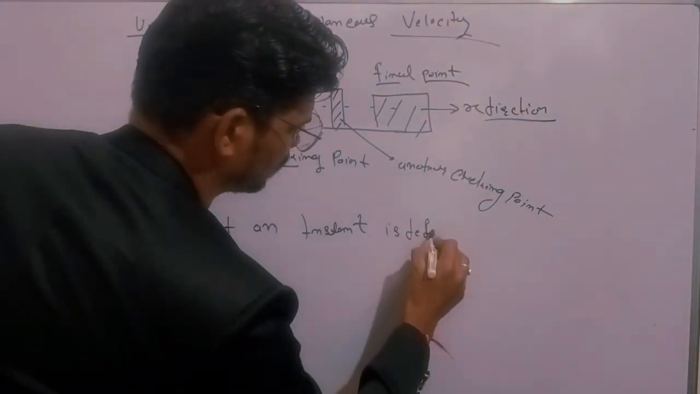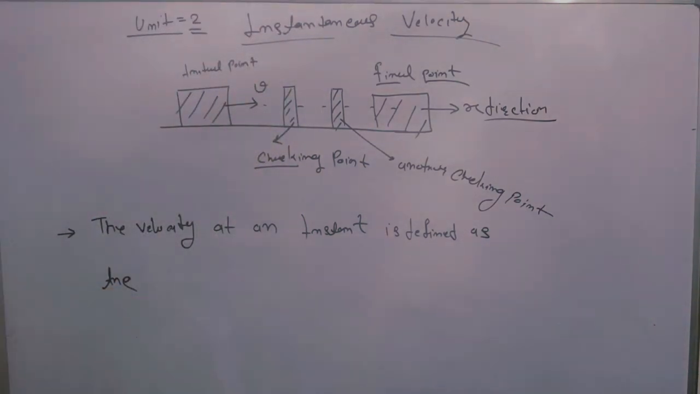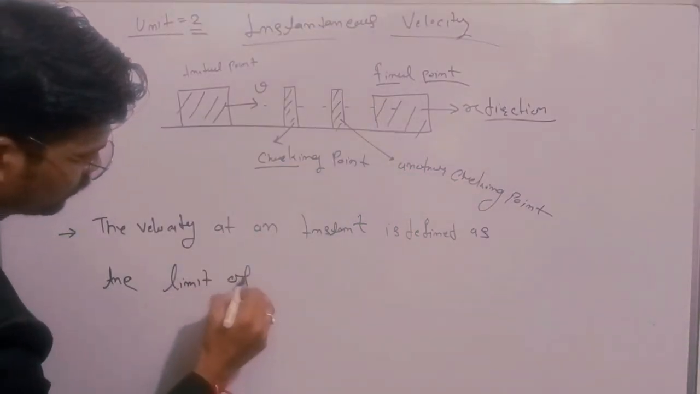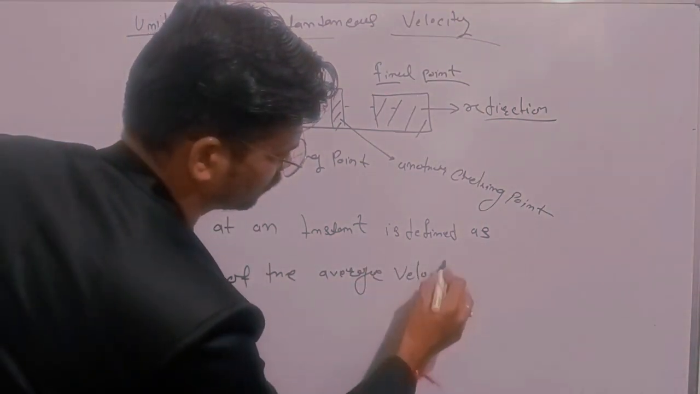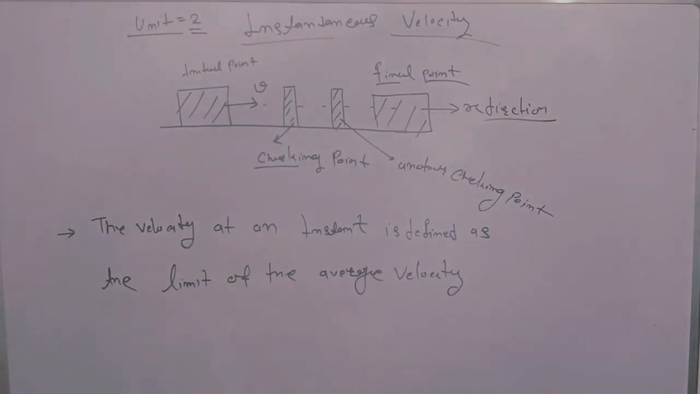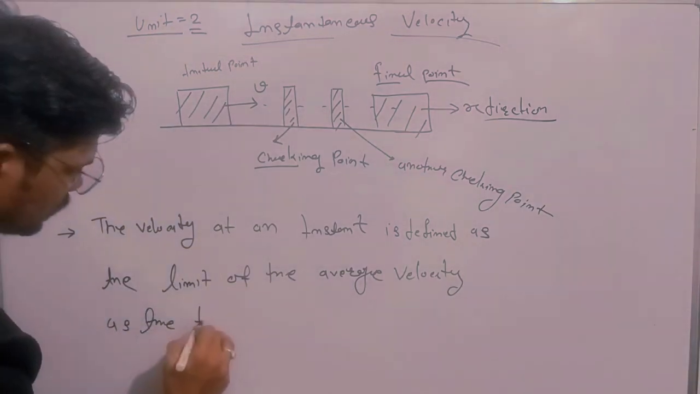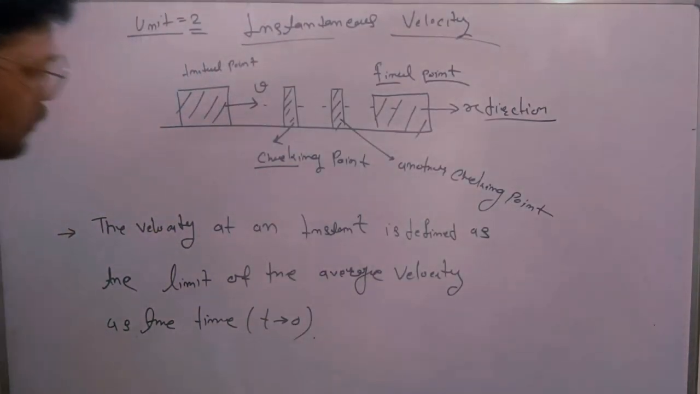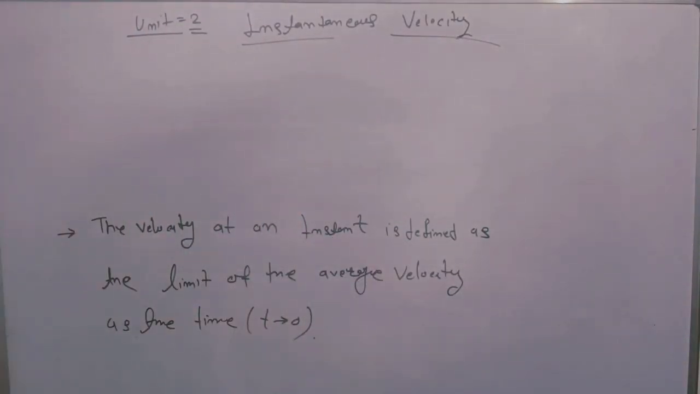The velocity at an instant is defined as the limit of the average velocity as the time t tends to 0. The velocity at an instant is defined as the limit of the average velocity as the time t tends to 0.